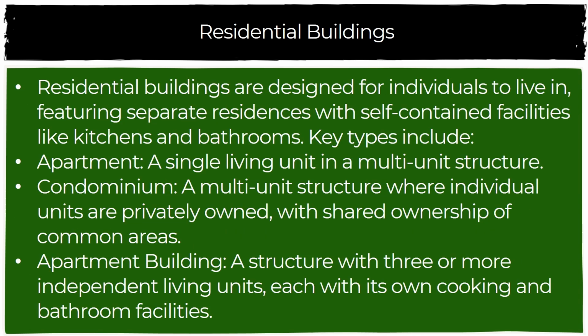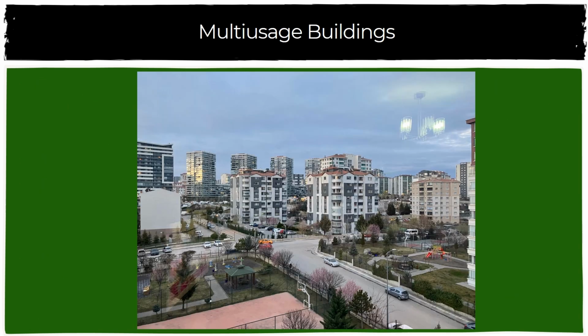Residential buildings. Residential buildings are designed for individuals to live in, featuring separate residences with self-contained facilities like kitchens and bathrooms. Key types include apartment: a single living unit in a multi-unit structure. Condominium: a multi-unit structure where individual units are privately owned, with shared ownership of common areas. Apartment building: a structure with 3 or more independent living units, each with its own cooking and bathroom facilities. Multi-usage buildings.